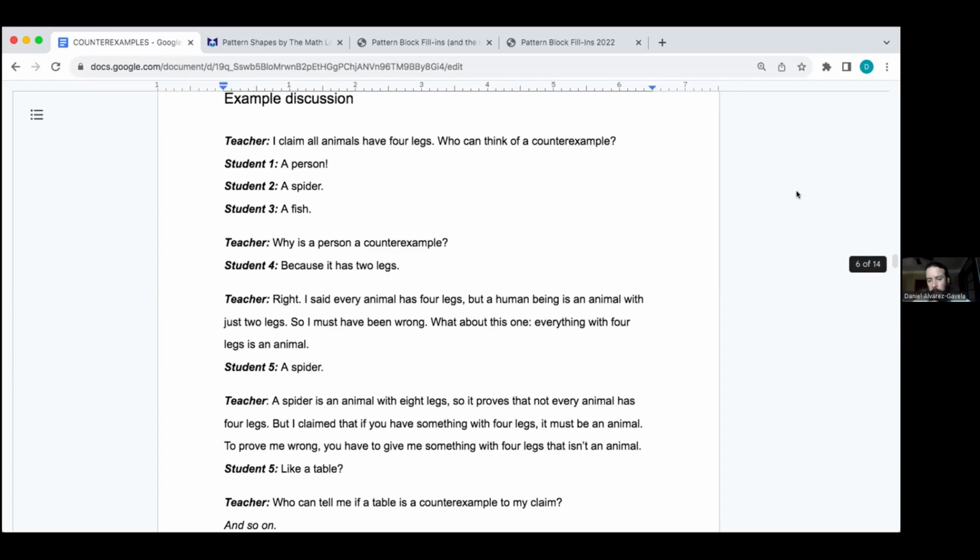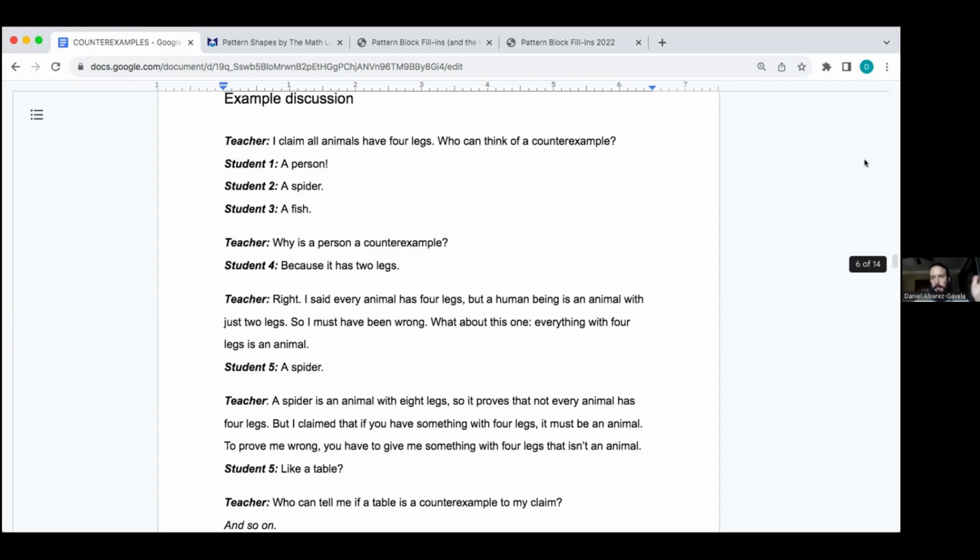The teacher says, a spider is an animal with 8 legs, so it proves that not every animal has 4 legs, which was the previous question. But I claim that if you have something with 4 legs, it must be an animal. To prove me wrong, you have to give me something with 4 legs that isn't. So again, making sure that the student understands what is required in order to produce this counterexample.